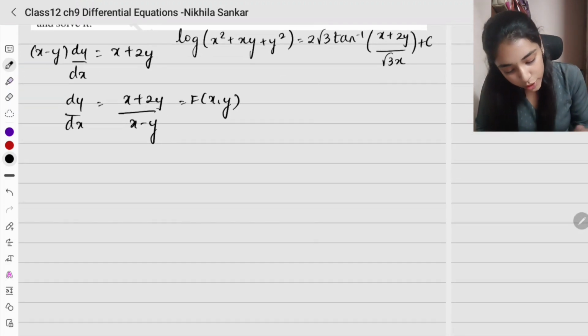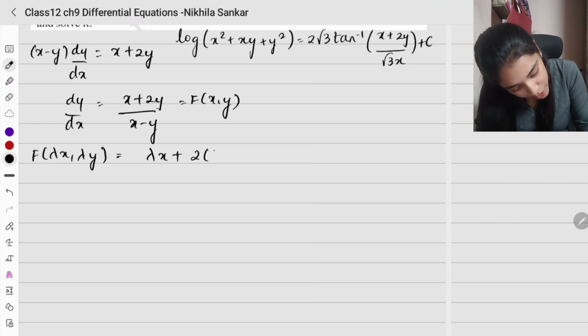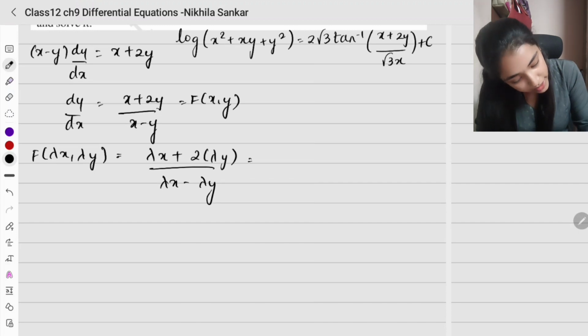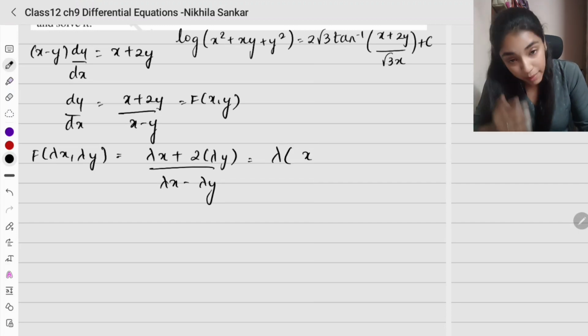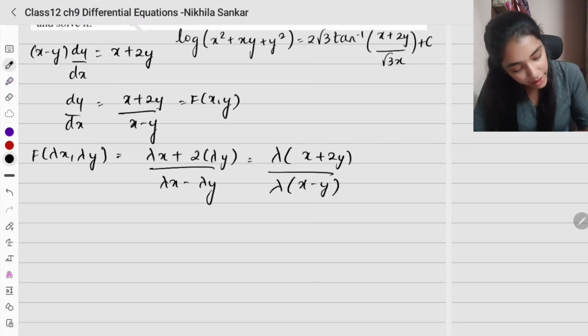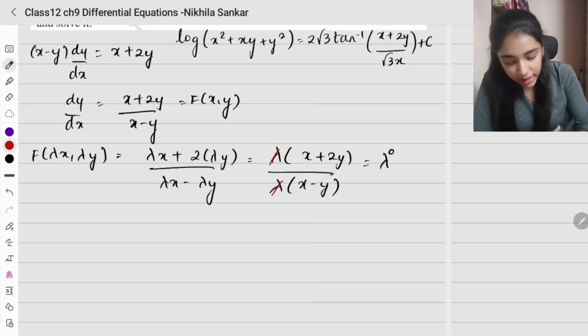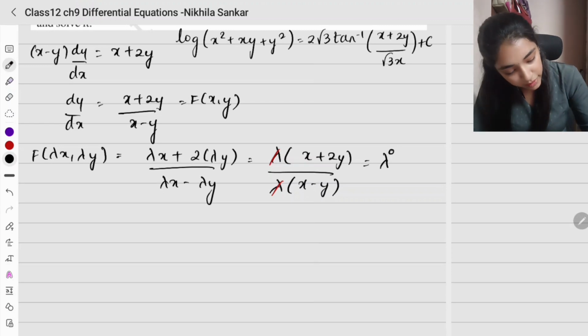Okay, now I'm going to see if it is homogeneous or not. So f of lambda x, lambda y, substitute and what will it be? Lambda x plus 2 times lambda y divided by lambda x minus lambda y. Taking lambda constant, what do I have? Lambda common, I have lambda times x plus 2y divided by denominator lambda common, I'll have x minus y. So this is nothing but lambda to the power 0. Correct? The lambda and lambda cancel. The lambda gets cancelled, and what am I left with? Lambda to the power 0 times f of x comma y.